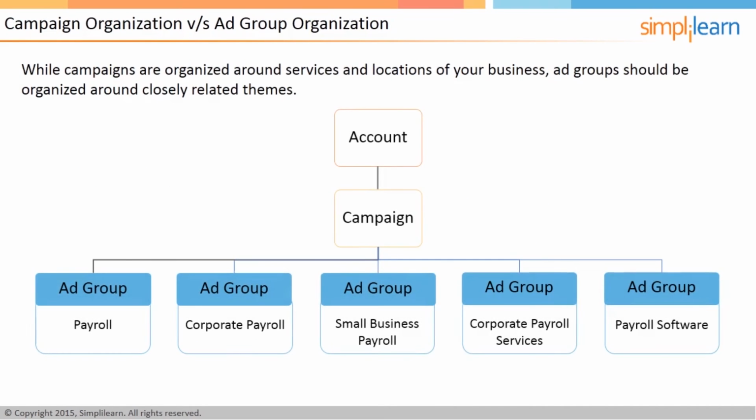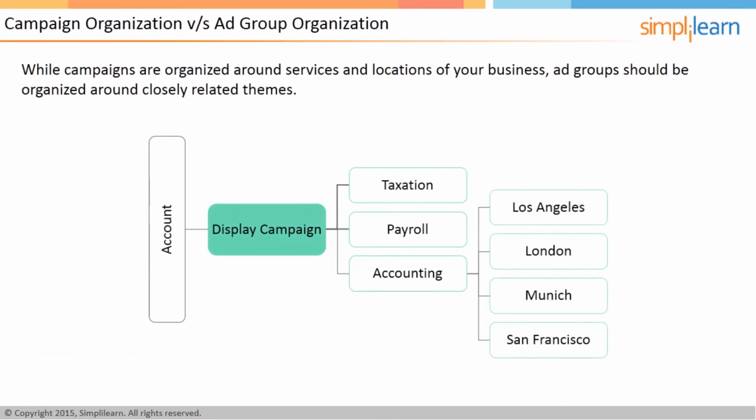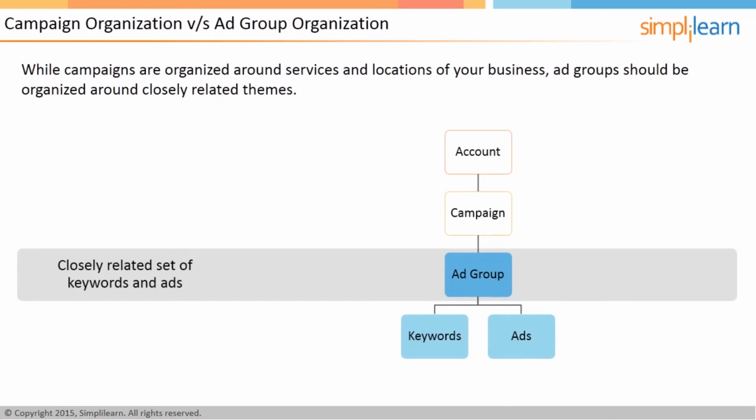So each ad group should be its own theme. Ad groups should be organized around closely related themes so that the ads, keywords, and landing pages are highly related. So the campaign level is more about here's the different service types we offer, the locations we want to serve these ads. The ad group level is closely related themes of ads, keywords, and landing pages.